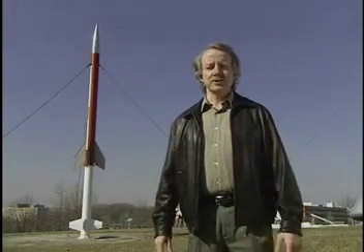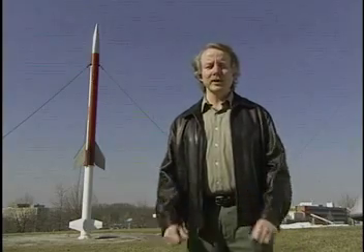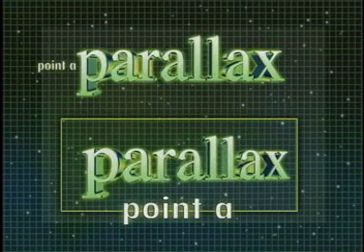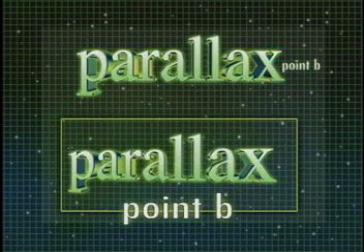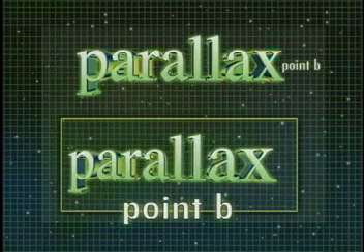The answer is that astronomers used a geometric technique called parallax to determine the distance between the Earth and the Sun. Parallax is the apparent change in position of an object when you look at it from 2 different stations or points of view. It sounds mysterious, but you use this technique all the time. For example, let me show you how parallax works by using my thumb and that rocket in the background.